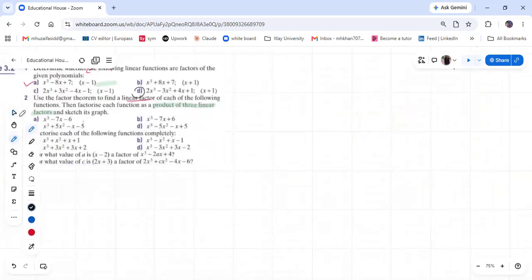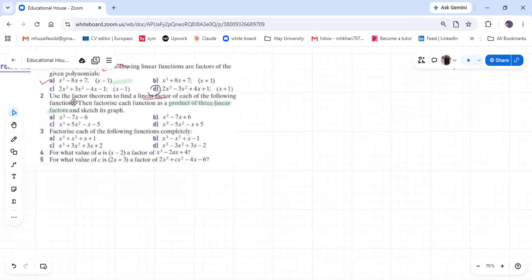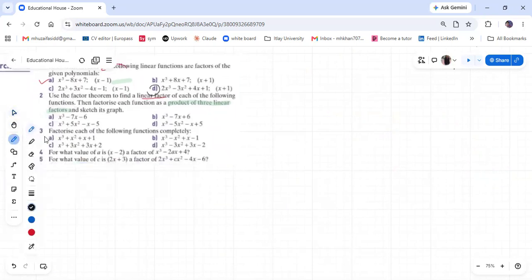Now for the next problem, our third problem: factorize each of the following functions completely. I will give you time at the end of the lecture, and you can practice by hand. Okay, got it? So look at it here.